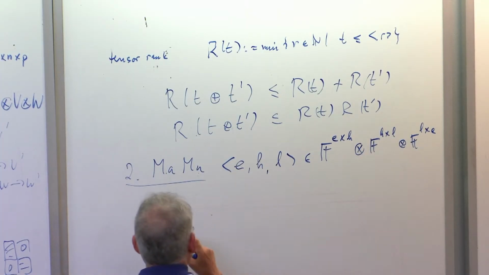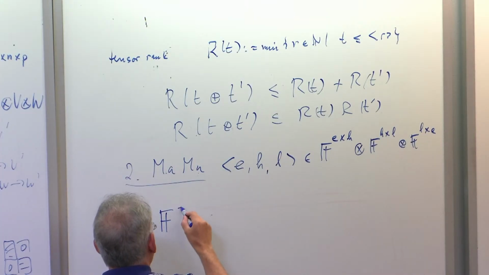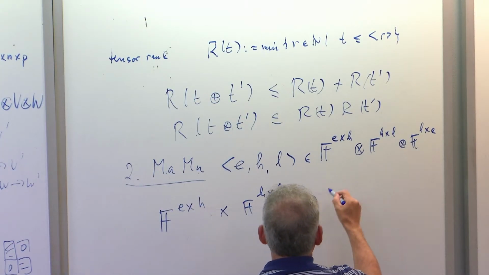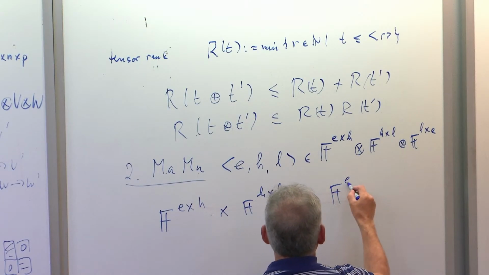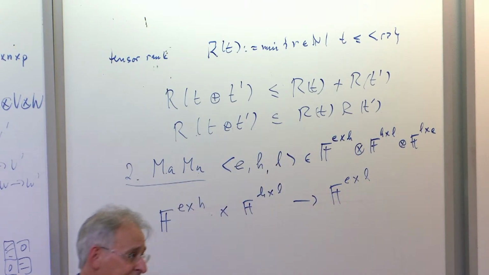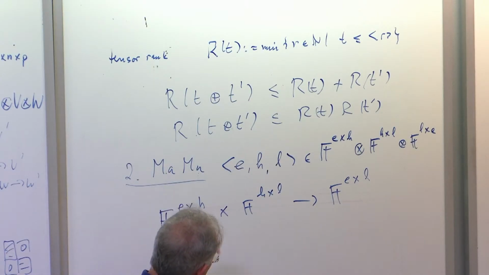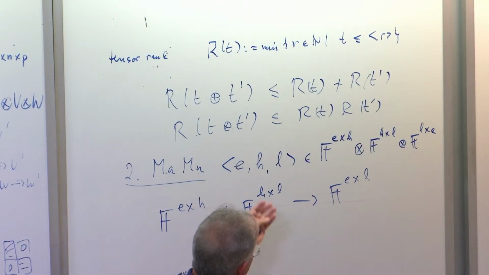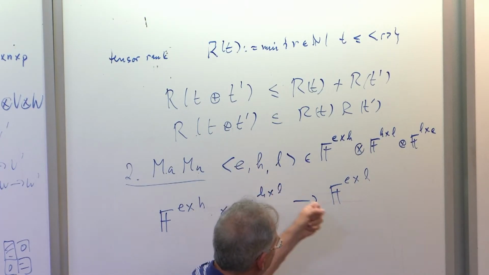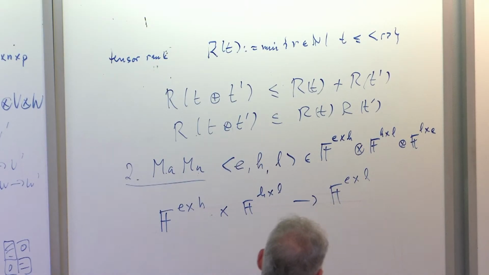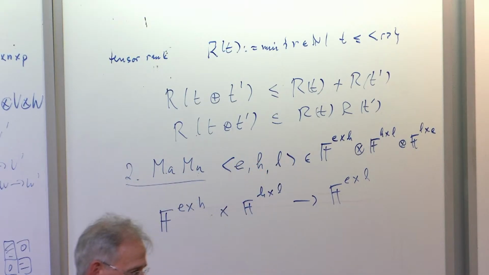What I'm thinking of is this bilinear map: I multiply a matrix of format E times H with a matrix of format H times L. This is matrix multiplication. I get a matrix of this format. Now if you view this using some multilinear algebra, as a tensor, then you get this object. And you notice E and L are interchanged. It's because you go to the dual. I could also write it in coordinates, but I will not do it. This is the tensor of matrix multiplication.